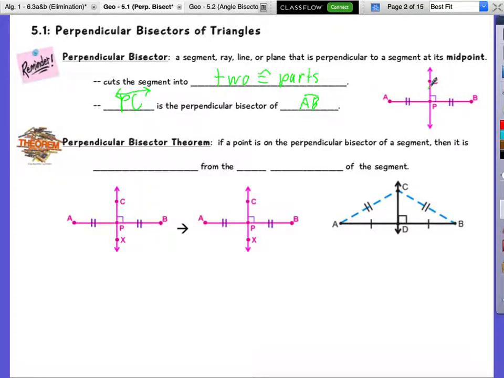Can a line be cut in half? No, lines have infinite length. Can a segment be cut in half? Yes, it has a set length, whatever that length may be. It is unknown to us, but it has a set length.